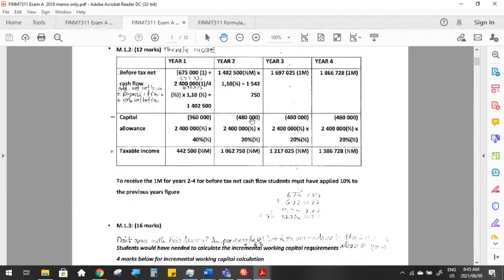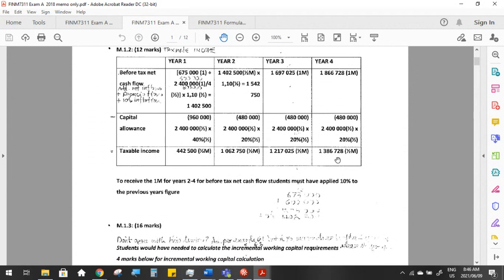So we've added back depreciation, and then in the next line we deduct the capital allowance, which is our tax allowance, which is 40% in year 1 and then 20% in the other 3 years, and it's still on our capitalized amount of 2.4 million. And that equals our taxable income. So the only adjustment that we had to make to get to taxable income was to add back depreciation and subtract the capital allowance, and that gives us our taxable income in this particular instance. Okay.